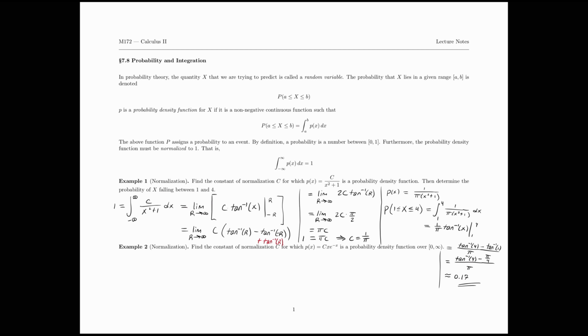All right, taking a look at example 2, find the constant of normalization c for which this function right here, a little close to the previous example, but cx e to the negative x is a probability density over the interval 0 to infinity. So remember, a function is a probability density function if, when you integrate it over the specified interval, it equals 1.